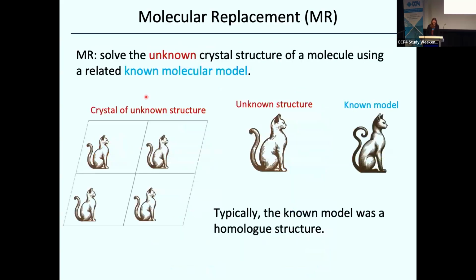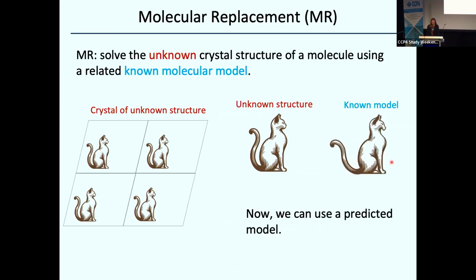So let's look at the example of molecular replacement. As we all know, in molecular replacement, the idea is to solve the unknown crystal structure of a molecule using a related known molecular model. In the past, this was typically a homolog structure. So the unknown structure here is a cat. The known model is a cat that looks kind of similar, but if we look at the details, it's not quite the same. Now we can use predicted models.